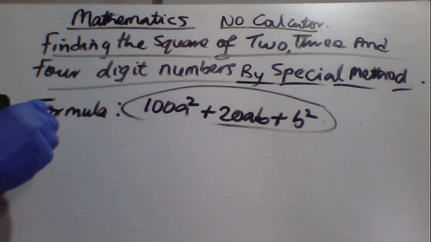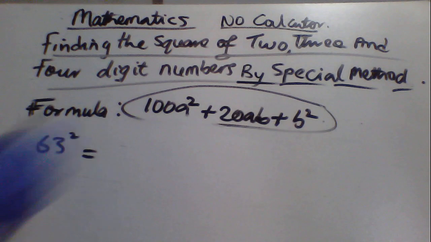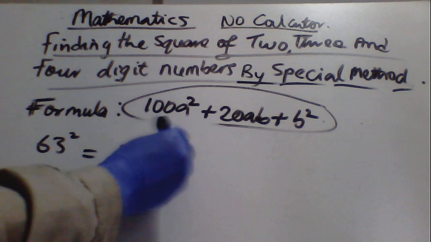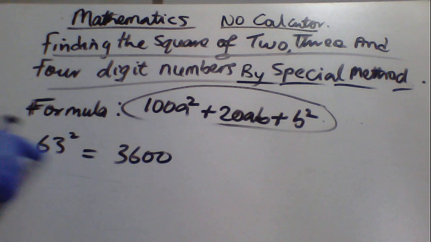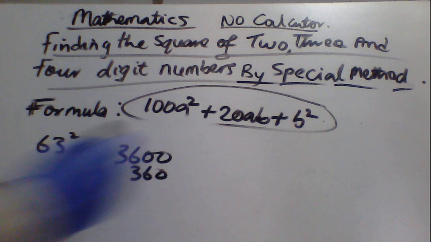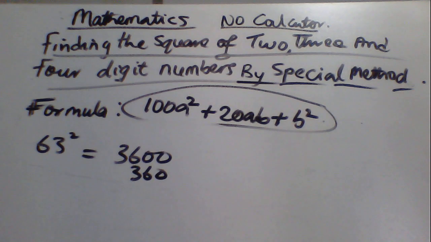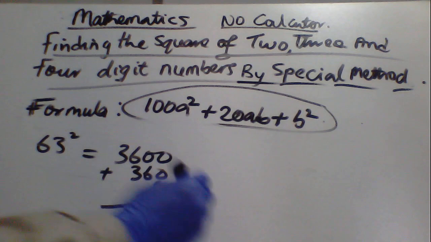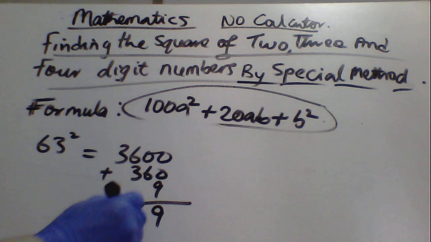The next example is 63 squared. How do we find 63 squared? Square the first one: 36 times 100 will give us 3,600. Multiply 3 by 6, times 3, will give us 18. 18 times 20 will give us 360. Is it not? 18 times 60 is the same. Write 0, then 18 times 2 will give us 36. Square the last number, which gives us 9. You sum up. This gives us 3,969.